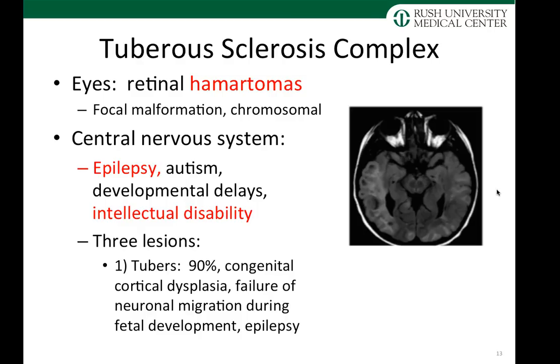There are three main lesions that we see in this particular disease in the central nervous system. The first are the presence of tubers, and hence that's where the name tuberous sclerosis comes from. Tubers occur in 90% of patients with TS, and this is due to a problem with failure of neuronal migration during fetal development. So you essentially have congenital cortical dysplasia, and this causes epilepsy because these tubers are highly epileptogenic. And we can see these abnormalities located here, these hyperintense areas within the brain.